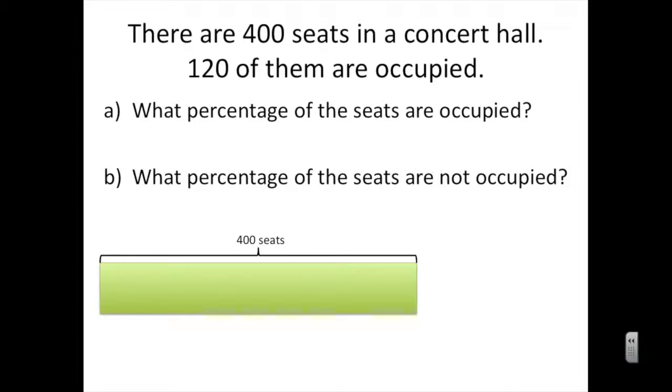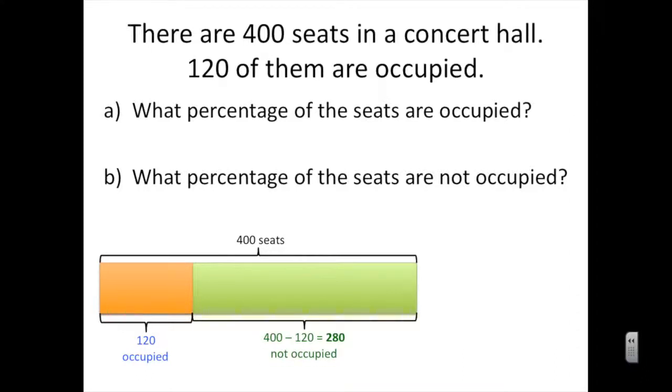We're also told that 120 of them are occupied. So 120 of the 400 seats are occupied. We're going to label that on our bar model. You can see in part B, we're asked to tell what percentage of the seats are not occupied. So we're going to go ahead and label that on our bar as well. We're going to subtract 120 from 400, which was our whole, to find out how many are not occupied.